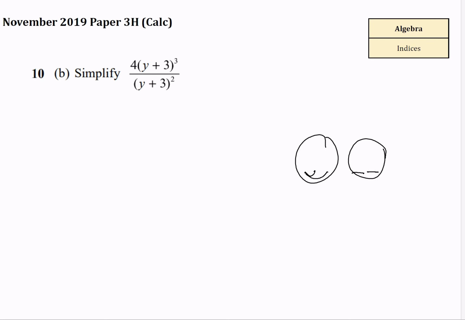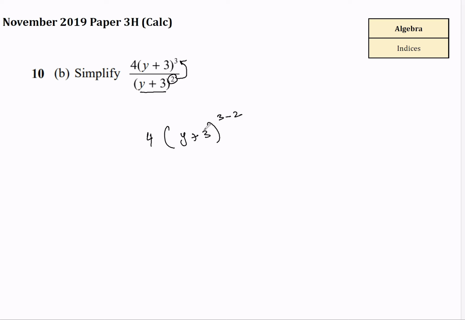Now let's do this. Again, you can see that we have factor format, meaning the base is something with one more item in it, right? Now we don't have x only, we have x plus 3 or y plus 3. So you bring this 2 over the top, and we already know what we do when moving the powers here and there, this will become 3 minus 2. So 4(y plus 3), and 3 minus 2 is 1. That's your answer.